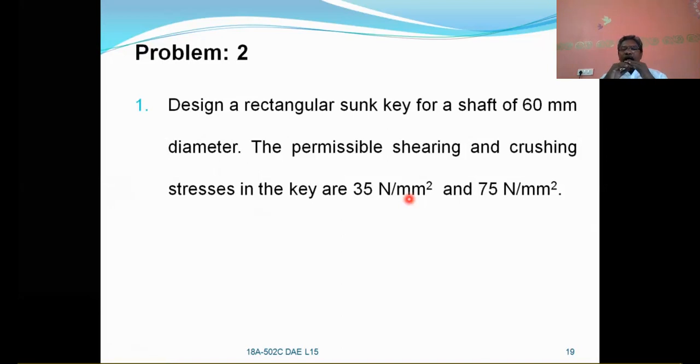As per the previous discussion, the design should be carried out by standard proportions. First of all, calculate the width of the key and thickness of the key based on proportions, and then calculate the length based on the strength, that means by considering the shearing strength and crushing strength.